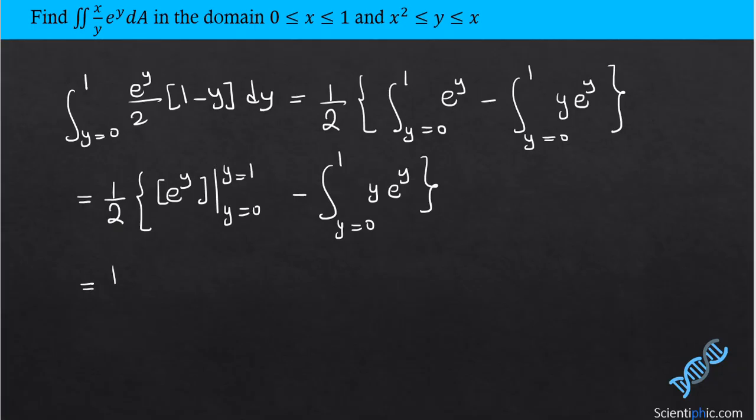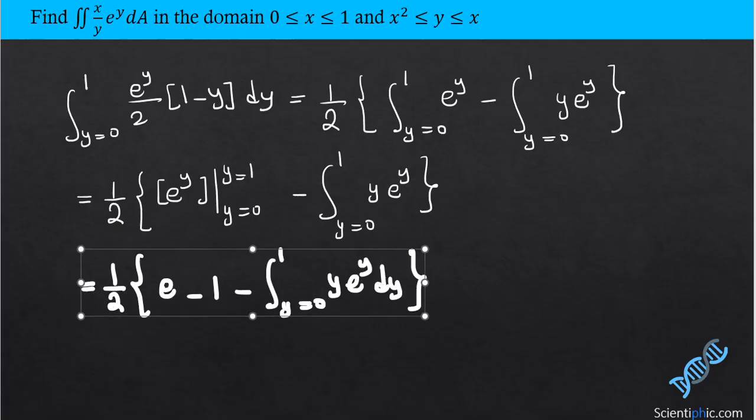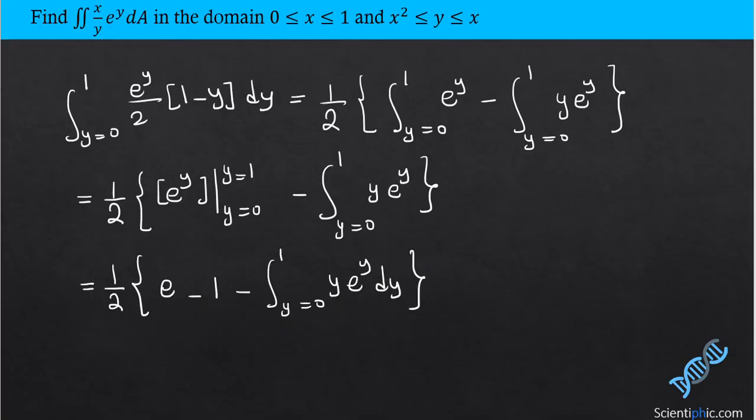And now I'm going to first simplify the first part. So it's going to be e to the power of 1 minus e to the power of 0 minus the integral of y from 0 to 1, y e to the power of y, and then dy. E to the power of 1 is simply e, and e to the power of 0 is 1. So if I calculate the integral, I've solved the problem. So let's keep this expression on the top side of the page.